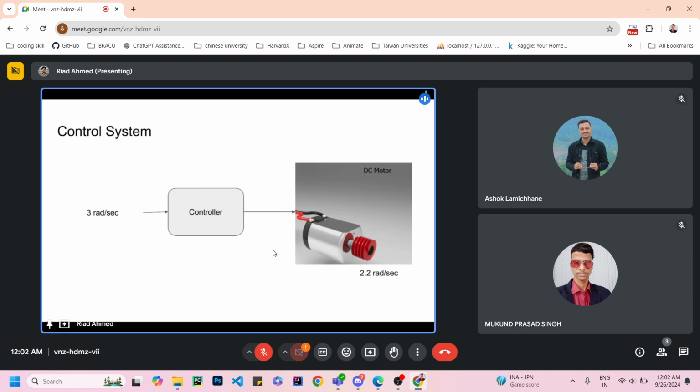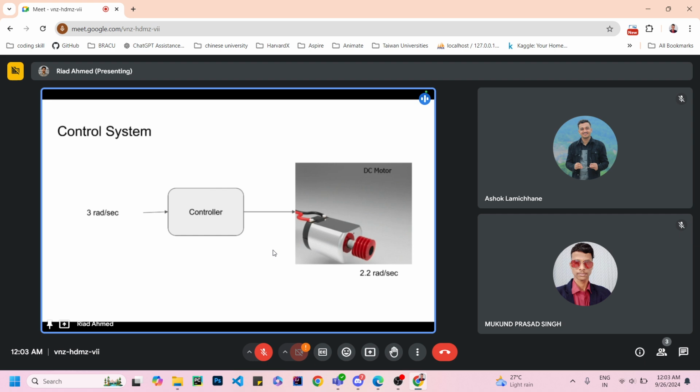Let's imagine a case where you have a controller and you have set a value of 3 radian per second. You are trying to control the rotational velocity of a motor, and you set the value as 3 radian per second. The controller takes the input of 3 radian per second, and after taking the input it will try to generate a signal which will rotate the motor at a specific velocity of 3 radian per second.